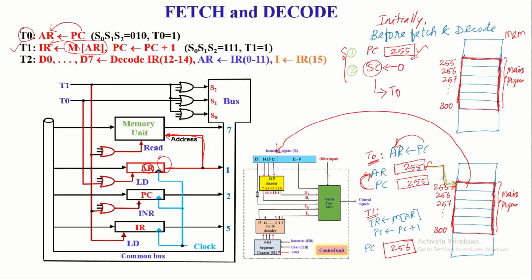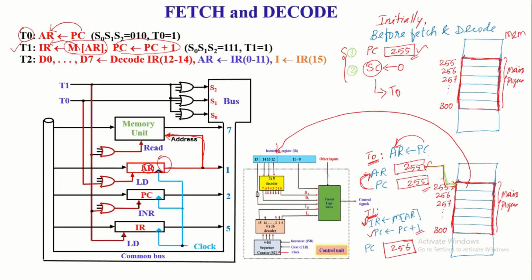Okay, this operation needs to be performed, and also the program counter value needs to be incremented during the same timing signal T1. During the same timing T1, the transfer of information from the memory address to the instruction register needs to be performed, and the program counter value also needs to be incremented. Now when the program counter is incremented, what value will it be holding?